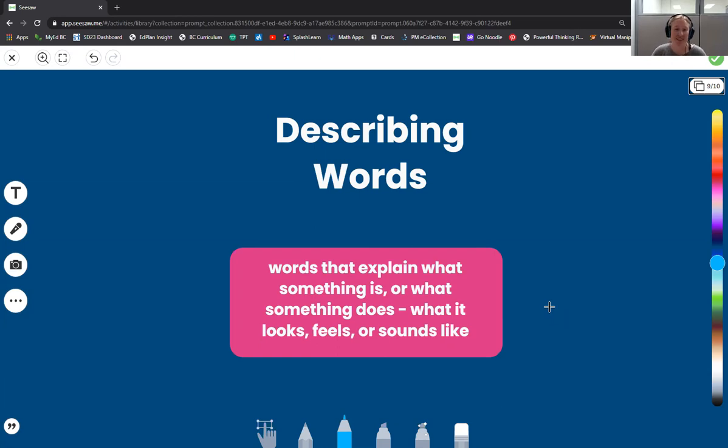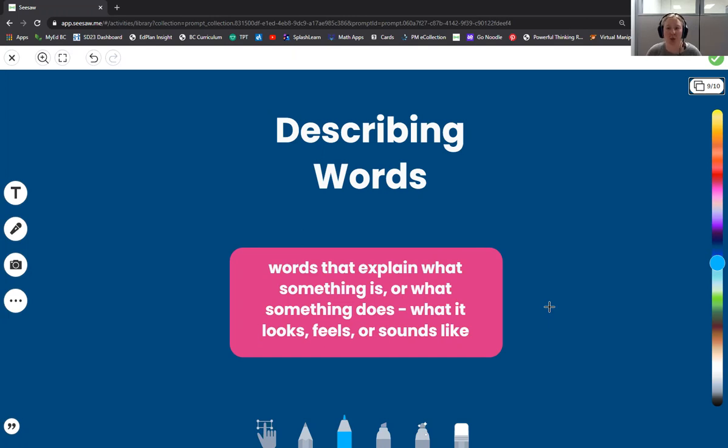Maybe you'll say that you're funny. Maybe you're friendly or kind. Maybe you're outgoing or maybe you're shy. Those are some describing words. Now, today you're going to be asked to describe liquids, solids, and gases. So let's go over a few examples together before you have to do it on your own.